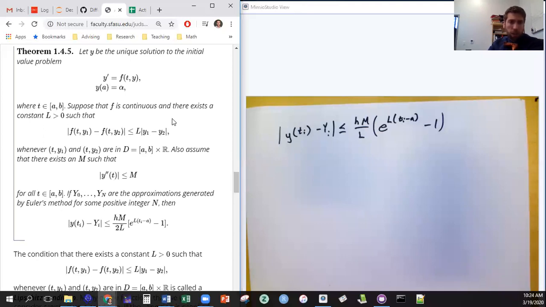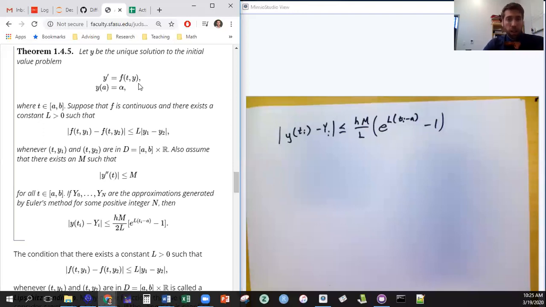Now, if you think about this inequality right here, if you were to divide both sides by y1 minus y2, move that over, then you'd have like a rise over run. And so L is like a bound on your slope. So L is the max absolute value of the slope on that interval.